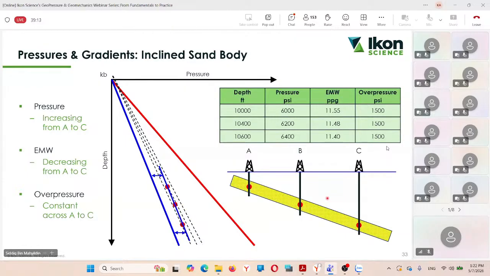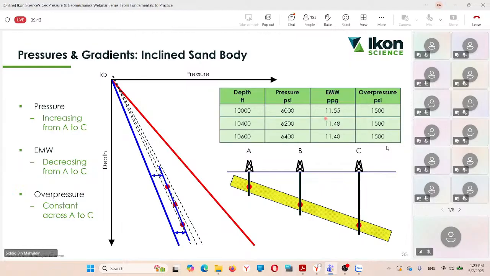Let's make it a little bit more complicated. For example, if you have an inclined sand body, they are connected. So in this case, I have A, B, and C. You can see I have pressure data from A, B, and C. You can quickly see that the pressure is increasing from A to B to C, which makes sense because the depth is increasing as well. But when you look at the equivalent mud weight, it decreases from A to C, which can feel a little bit counterintuitive at first.